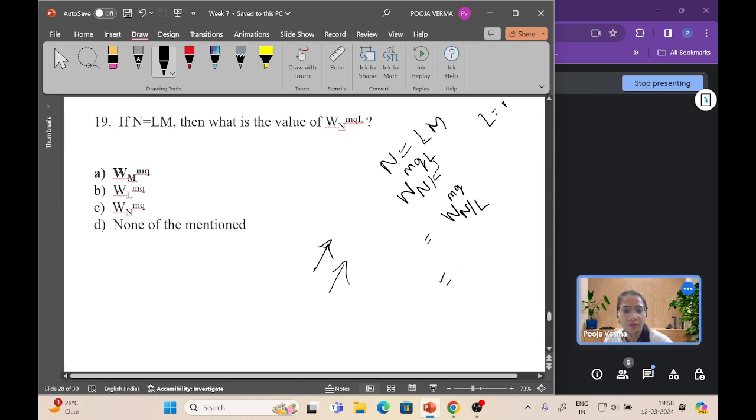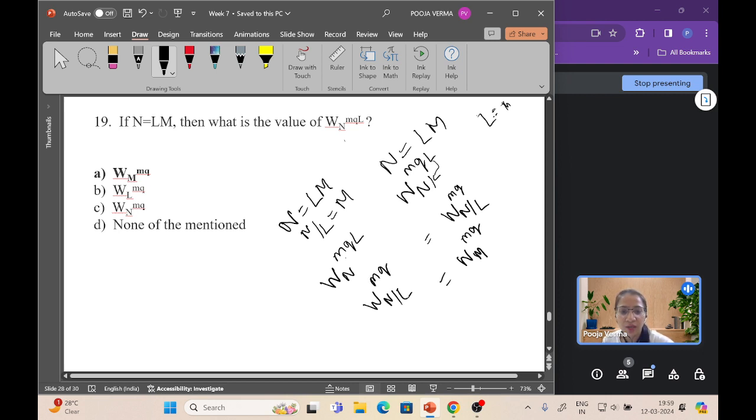So n by L is equal to m. So this can be written as Wm MQ, right? Have you got this? How can we write this? We know that n is equal to Lm, so n by L is equal to m, right? And here it is given the value of Wn MQL. So Wn by L, if we take the L in the denominator, is M into Q, and n by L is equal to m, so it can be written as Wm MQ, right? Now we see which option it is matching. It is matching with option A, so option A is the correct answer.